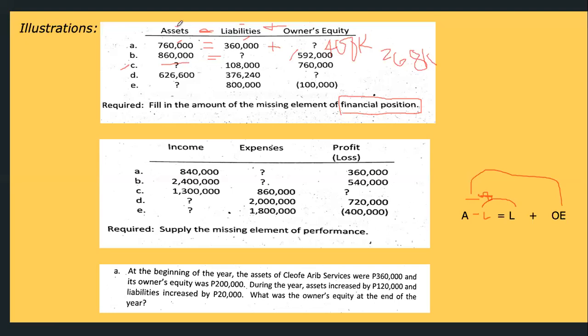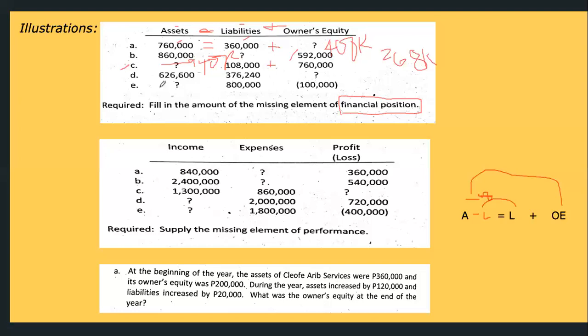missing account is the assets. So you have 180 liabilities, you have 760 owner's equity. So it should be equal, so we just add these two, right? So that's 180 plus 760. That is equal to 940,000. Therefore, letter C, your total assets should be 940,000. Okay.